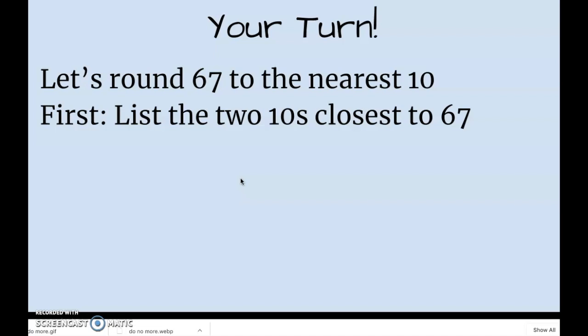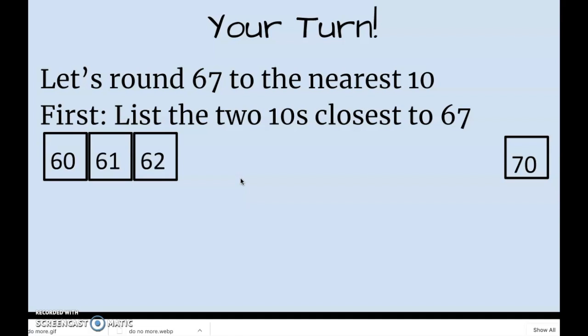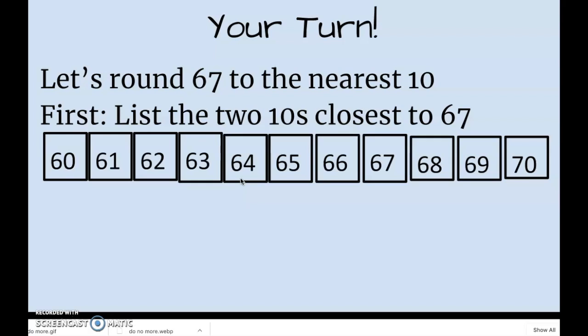All right, we're back. Let's see what you came up with. Did you list your two tens? So 60 and 70? Hope you did. If you did, good job. Then let's just list all the numbers in between so we can identify our 67. So there it is. Which method did you use? Did you look at the number in the ones place and apply the rule, or did you do those froggy hops? Well, I'm just going to do the froggy hops to see which ten it's closest to.